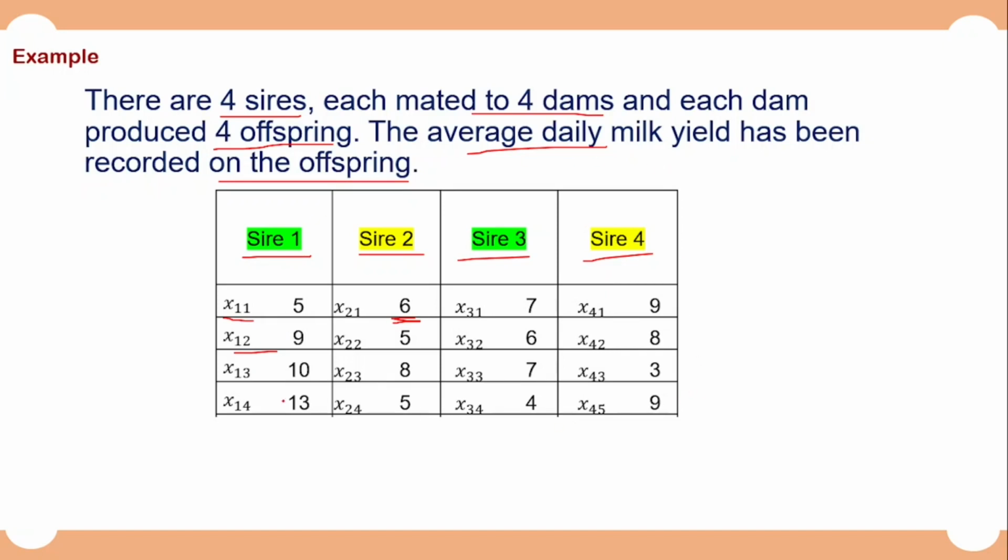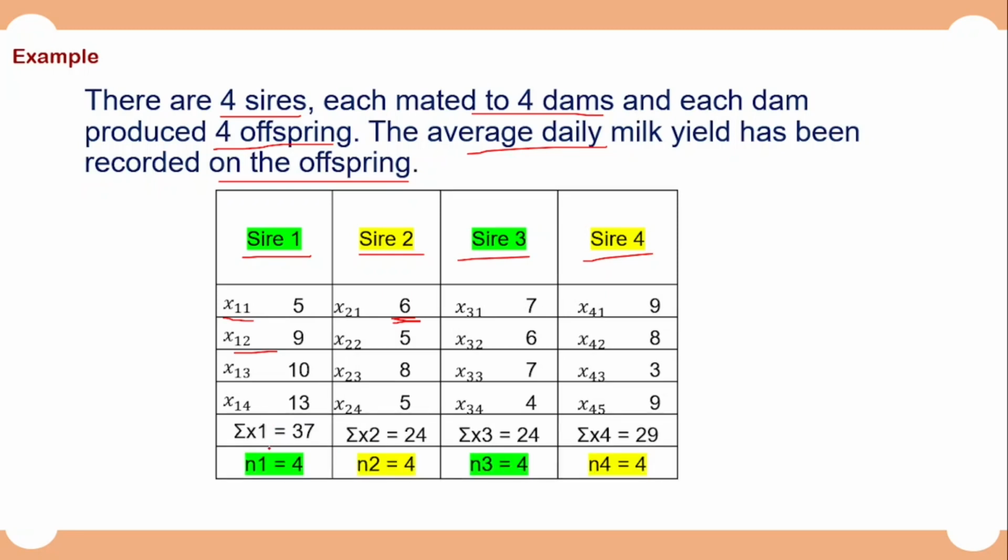Okay, so this is the data set and I also calculated some extra information which will be used to actually estimate heritability. So I have calculated sum of x1, and sum of x2 is actually the average milk production of the offspring of sire 2 and so on. So in each group we have four individuals. So this n1 is 4, n2 is 4, n3 is 4, and n4. So now we will calculate heritability using this data.